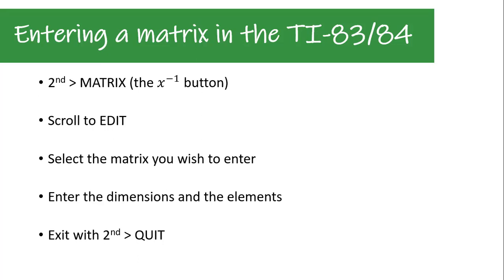So you're going to press second matrix, which is the X to the -1 button, the inverse X button. You're going to scroll over to edit, and you want to select the matrix you wish to enter. A lot of times I'll just use A. You're going to enter the dimensions and the elements. So remember, the dimensions are in row by column. So how many rows do you have? How many columns do you have? And then you're going to enter your elements. Once everything is there, you can exit with pressing second and then quit.